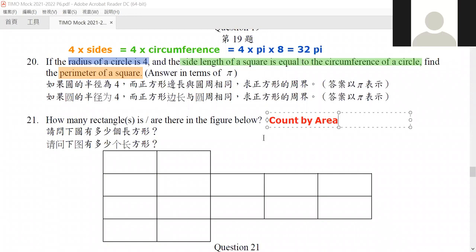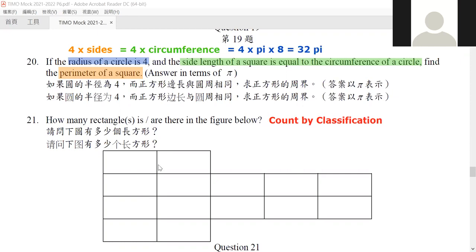Can I show my... Excuse me. Can I show? And maybe let me show them together, show them all. Okay, so we count by area. Or rather, count by classification. It will be a better name.